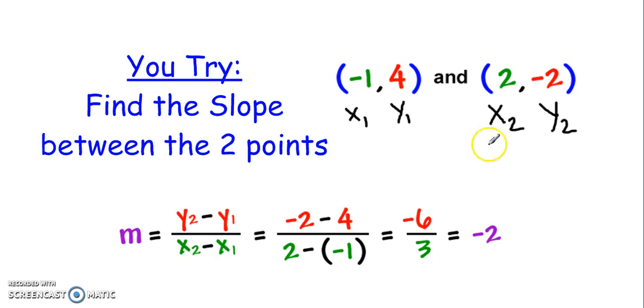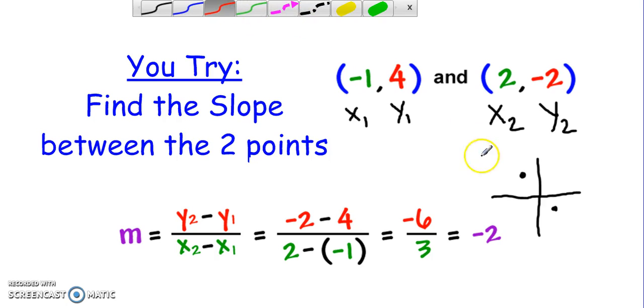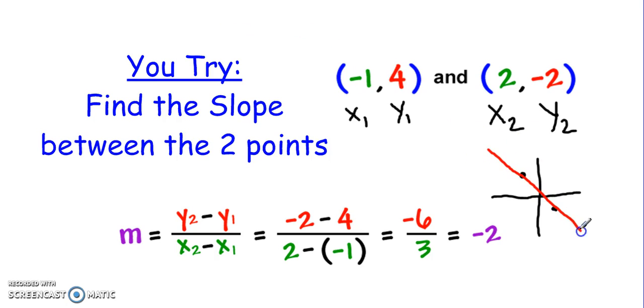If I wanted to verify that that was correct, I could draw just a little sketch of my graph. x1, y1, (-1, 4), is going to be somewhere up here. (2, -2) is going to be somewhere down here. And if I were to connect those with a line, I'd pretty easily see that it should be a negative slope. Notice that I didn't even make anything exact here. I just drew a sketch to help me check my answer, which is a great habit to get into.